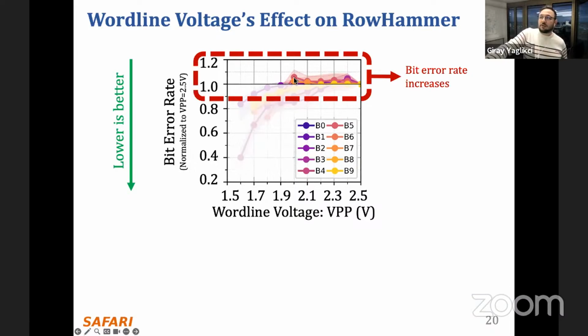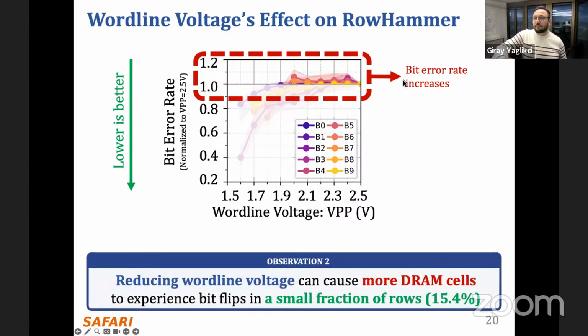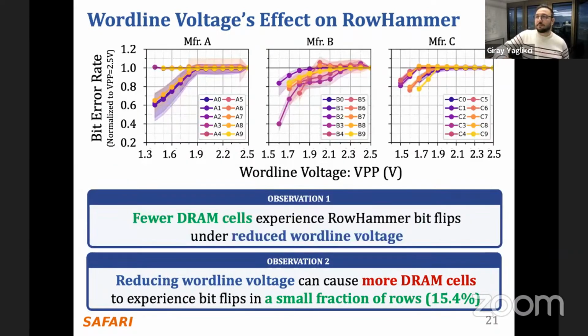If you pay attention to the top, there are some data points here that are above 1.0. So we also observe that bit error rate increases for some modules, some rows. So reducing wordline voltage can cause more DRAM cells to experience bit flips, but this happens only in a small fraction of DRAM rows. And when we repeat this analysis for DRAM modules from the 3 major manufacturers, A, B, and C, Micron, Samsung, and Hynix, we observe that the same observations are true for all of them.